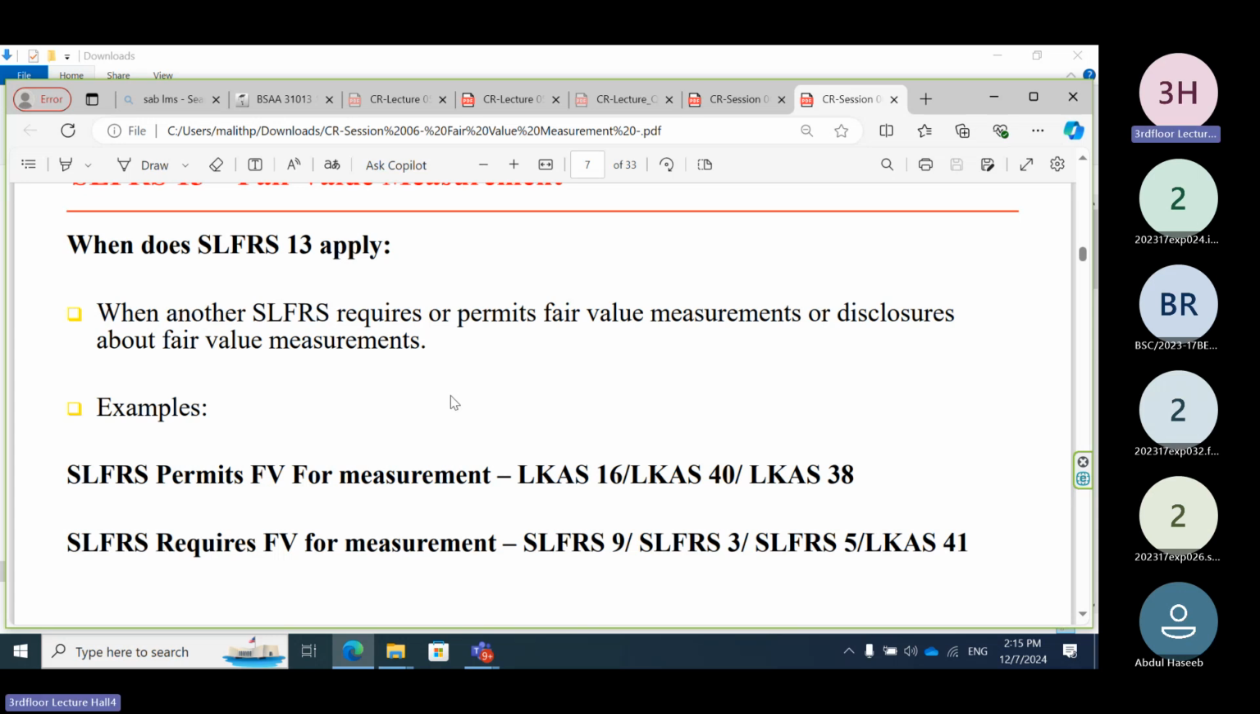So we have already completed that. LKAS 41, the agriculture standard, we have already done, right? Yes. In that standard we mentioned that we have consumable biological assets and biological assets, and the valuation method is fair value, fair value less cost to sell. That fair value should be measured by using this standard. That's why we say it's a requirement. It's required.